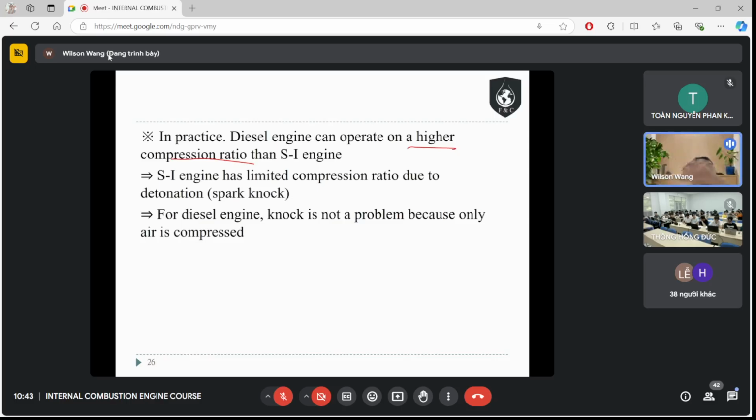So we can say the diesel engine can have a higher compression ratio than the gasoline engine, so the diesel engine has higher power than the gasoline engine. The SI engine has a limited compression ratio due to detonation. We call it spark knock. Diesel engine knock is not a problem, because only the air is compressed.